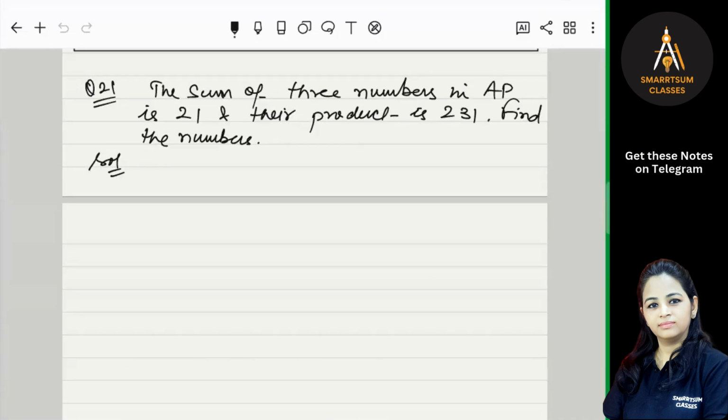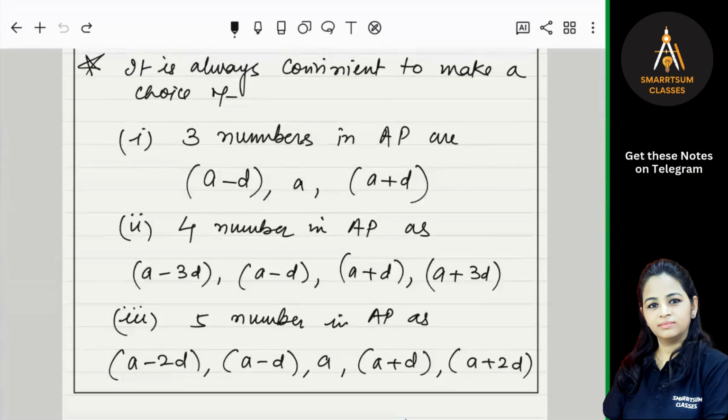So suppose you have this question number 21. Sum of 3 numbers in AP is 21 and their product is 231, right? Now we have to find the numbers. So here, what we need to do, we need to assume some numbers in the AP, right? So we will make use of whatever we have done.